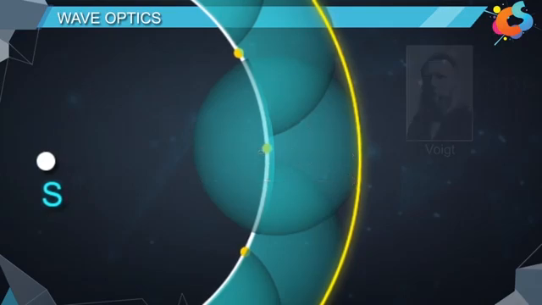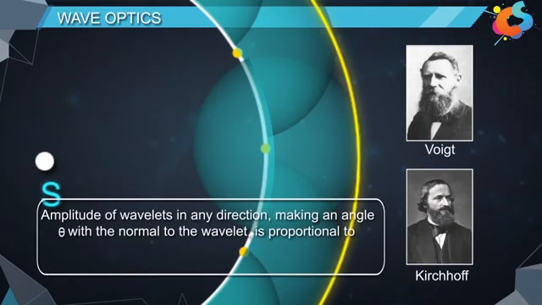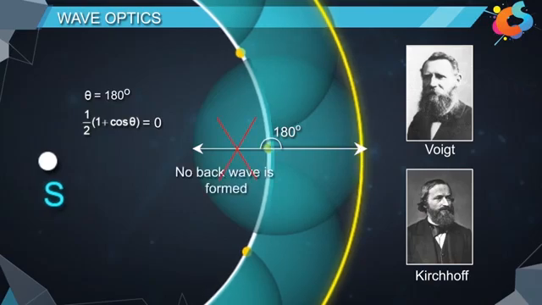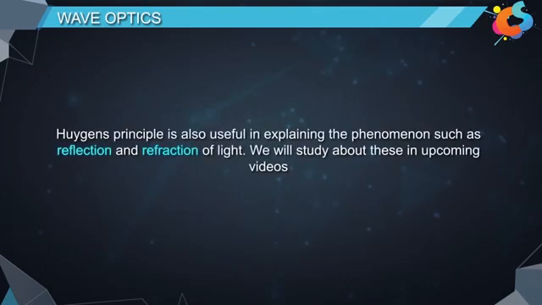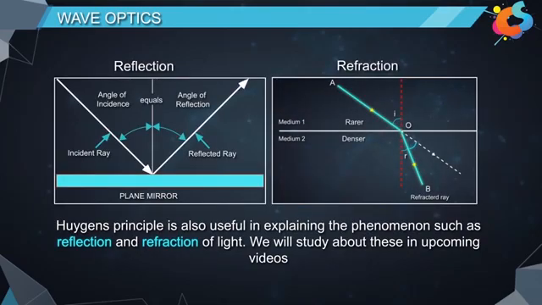Later, Voigt and Kirchhoff mathematically proved that the amplitude of wavelets in any direction making an angle theta with the normal to the wavelet is proportional to 1 by 2 into 1 plus cos theta. Since theta for a back wave is 180 degrees, the factor 1 by 2 into 1 plus cos theta will be equal to 0. That is why there is no back wave formed. Huygens' principle is also useful in explaining phenomena such as reflection and refraction of light. We will study about these in the upcoming videos.